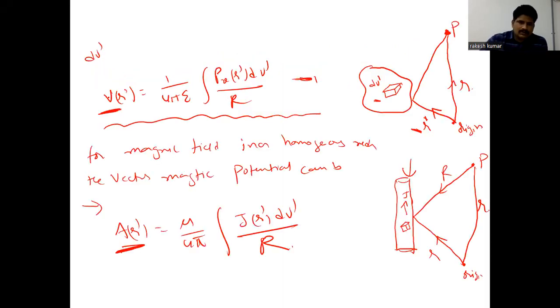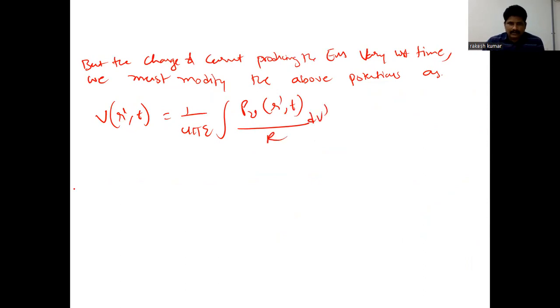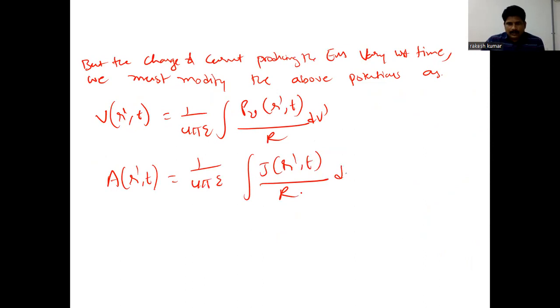So initially we simply wrote V of r dash or A of r dash. Since they are varying with respect to time, I am going to write V of r dash comma t is equal to 1 by 4 pi epsilon integral of rho V of r dash comma t by r into dV dash. Similarly, A of r dash comma t is equal to 1 by 4 pi epsilon into integration of J of r dash comma t by r into dV. So here we have introduced the time.